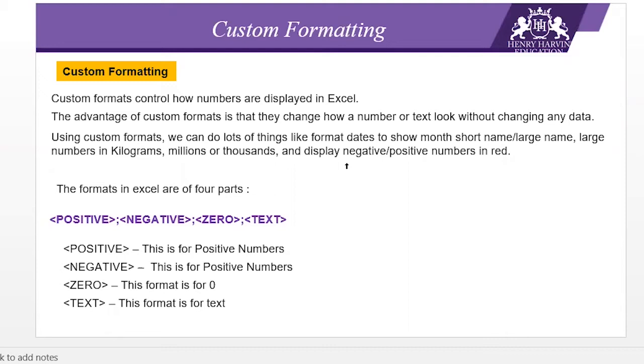So guys, you can see this custom format in Excel is divided into four parts. The first is positive, negative, zero, and text. Positive is just for positive numbers, and negative is self-explanatory. Zero is meant for zero, and text is for text only.